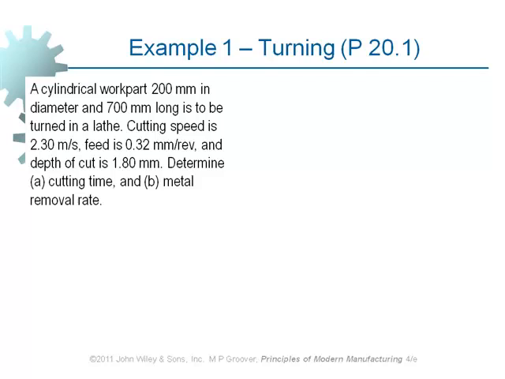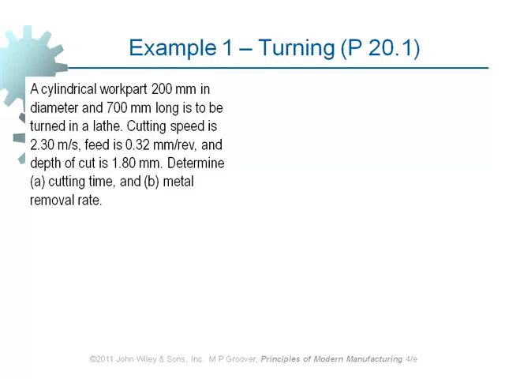We've got a cylindrical work part. Its diameter is given, 200 millimeters. And the length of the workpiece is given, 700 millimeters. We want to turn this part. Cutting speed is given. Take a look at the unit of the cutting speed. It's 2.3 meters per second. Sometimes we need to make a conversion of the units.